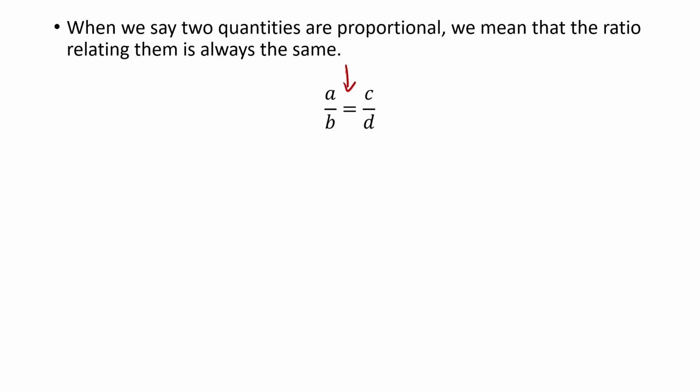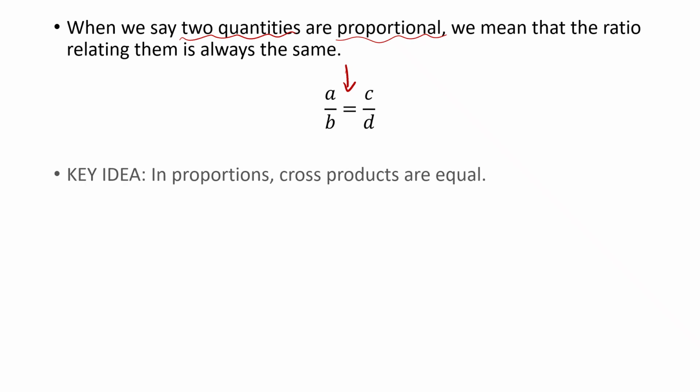So again, I said definition of proportion would be two equal ratios, and to say that two things are proportional means that the ratio from going from one to the other will always be the same no matter what it looks like. So here's a key idea. In proportions, cross products are equal, okay? And this is why I wanted to go through the how do we come up with equal ratios.